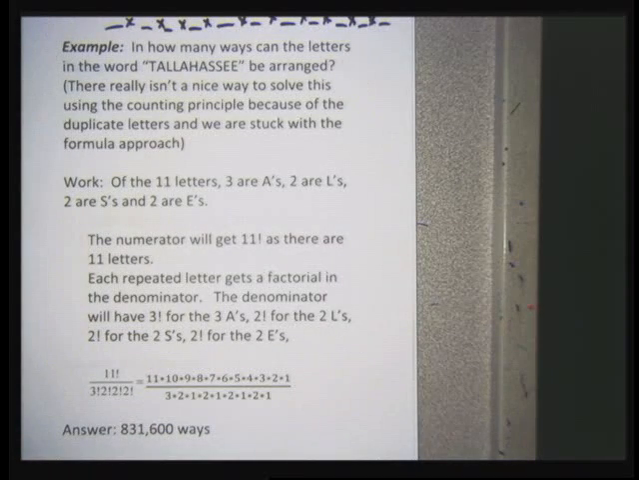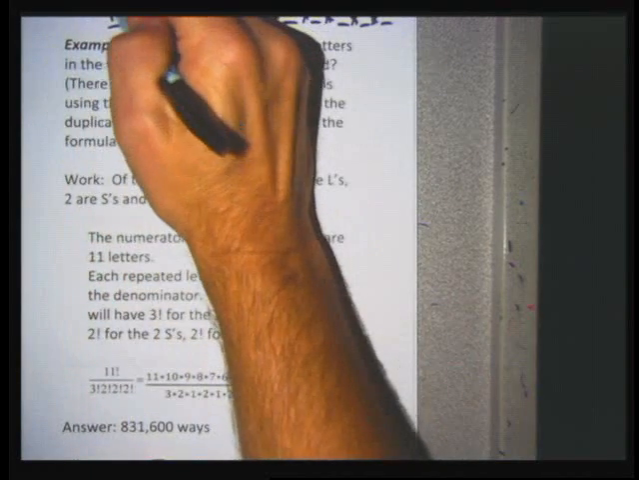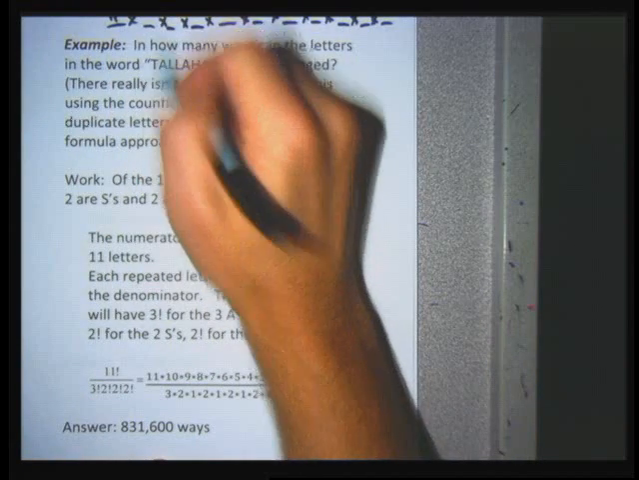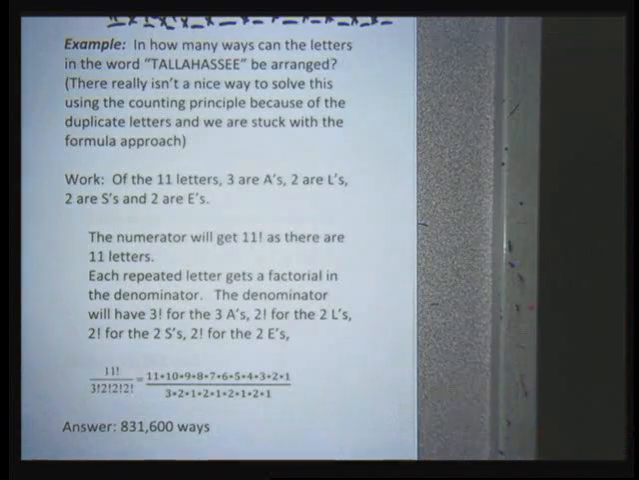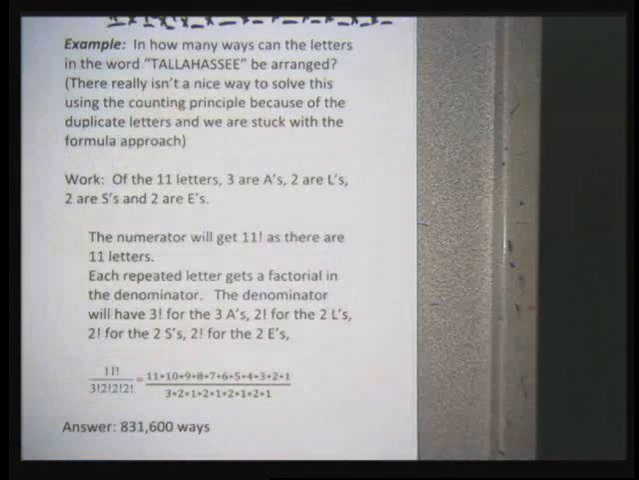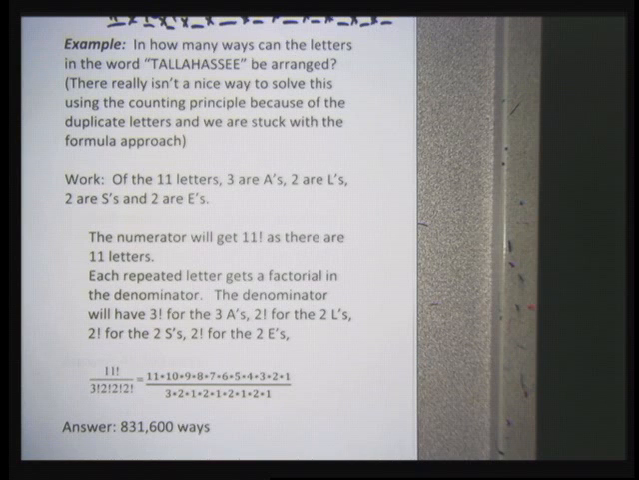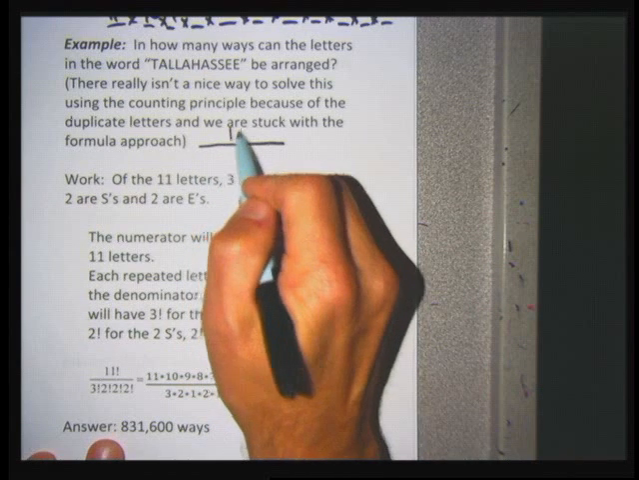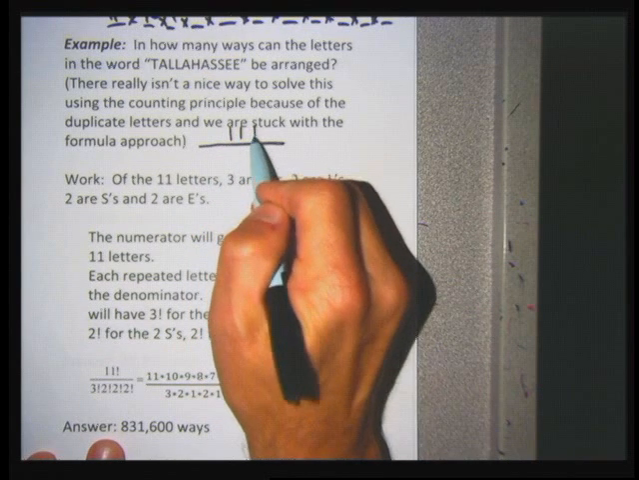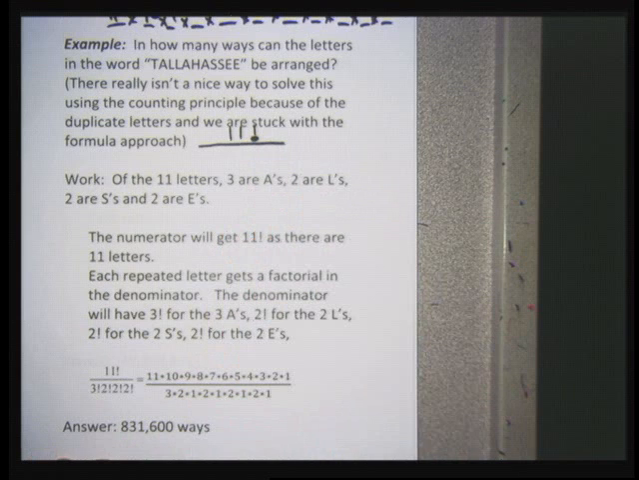It would be wrong to say there's 11 letters to choose from for the first letter, 10 for the second, 9 for the third, and so forth. That only works when all the letters are distinct. When there's duplicate letters, the counting principle overcounts. So I need to use a formula, and the formula is a fraction. The numerator is the number of letters in the problem, factorial. There's 11 letters in the word Tallahassee, so the numerator is going to have 11 factorial.